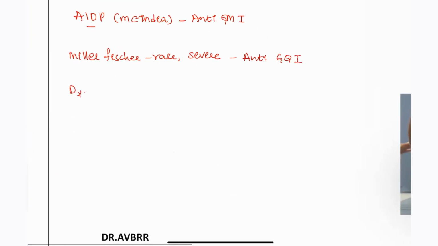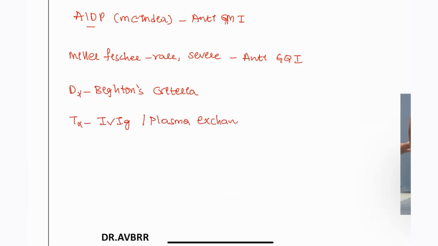Next, diagnostic criteria: we have Brighton's criteria, which we are going to follow for this patient. Next, what is the treatment of choice, guys? IVIG, or plasma exchange, that we can use for this patient.